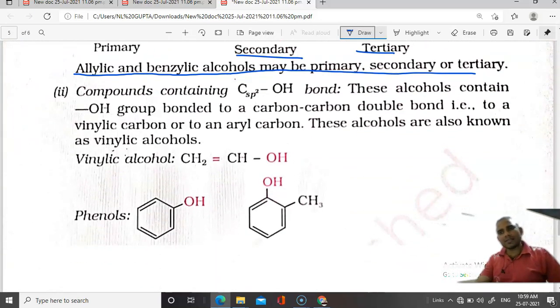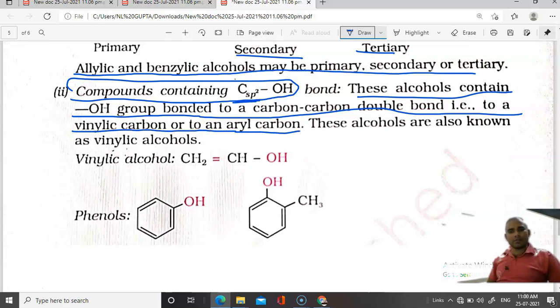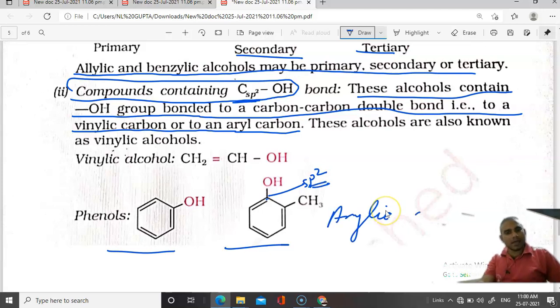Now the last classification is compounds containing C(sp2)-OH, so here the hybridization is sp2. These alcohols contain an OH group bonded to a carbon-carbon double bond, that is to a vinylic carbon, or to an aryl carbon. If the OH group is directly on an aryl carbon, that is known as phenol. This is an sp2 hybrid carbon, student, so this is known as arylic alcohol, either you say arylic alcohol or phenol.